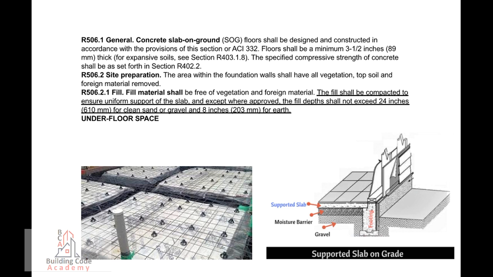R506.1 General. Concrete slab-on-ground floors shall be designed and constructed in accordance with the provisions of this section or ACI 332. Floors shall be a minimum 3.5 inches, 89 millimeters thick. For expansive soils, see section R403.1.8. The specified compressive strength of concrete shall be as set forth in section R402.2.